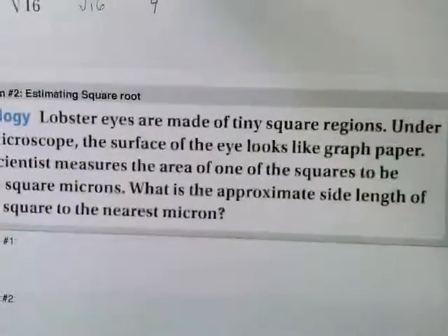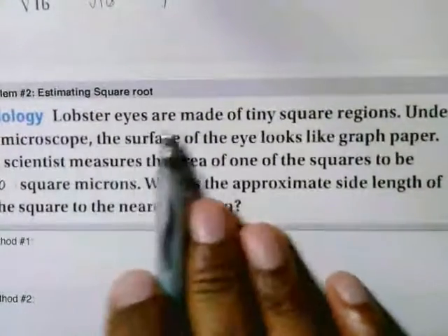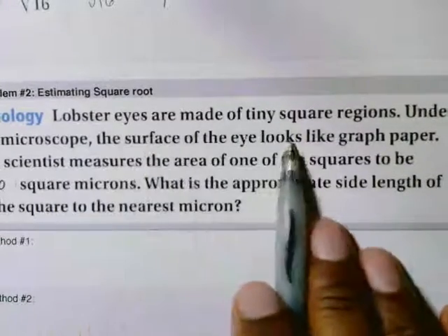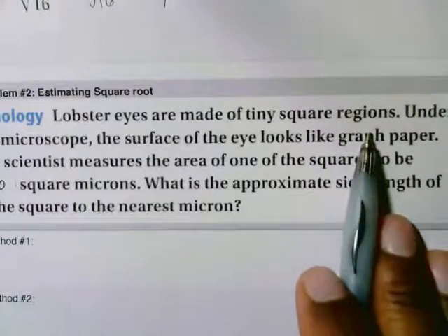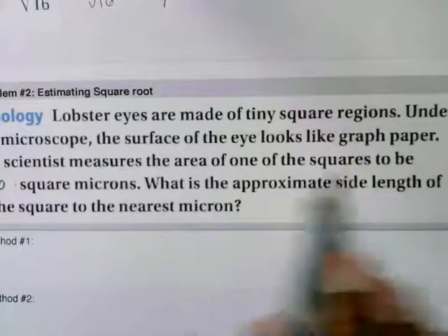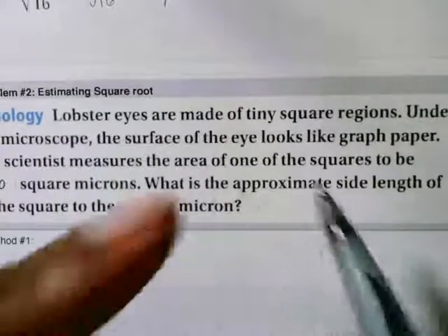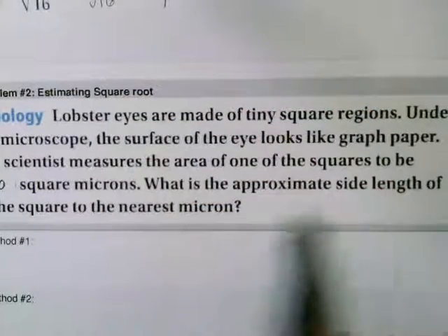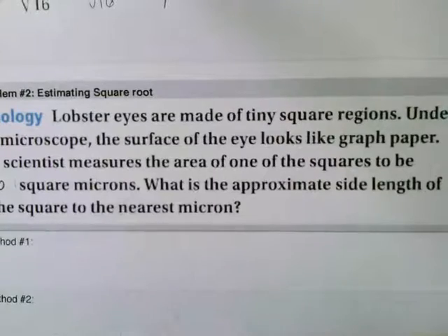If you've done that, the question reads: lobster eyes are made of tiny square regions. Under a microscope, the surface of the eye looks like graph paper. It's actually true. A scientist measures the area of one of the squares to be 90 square microns, which is super duper small, can't even see it. What is the approximate side length of the square to the nearest micron?